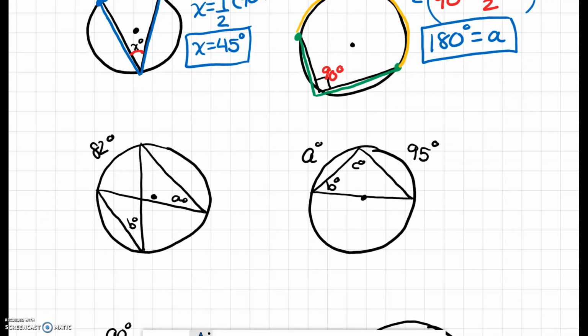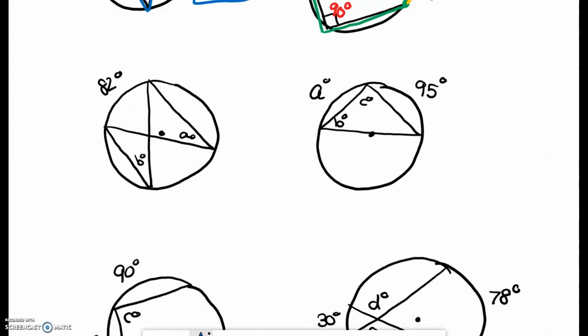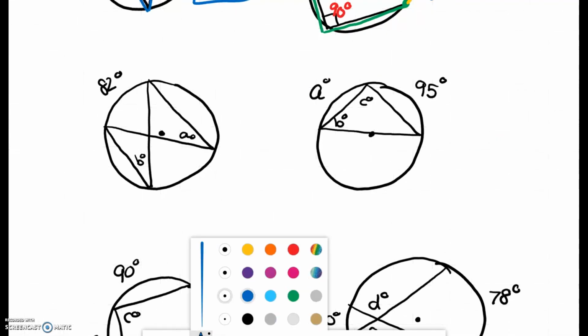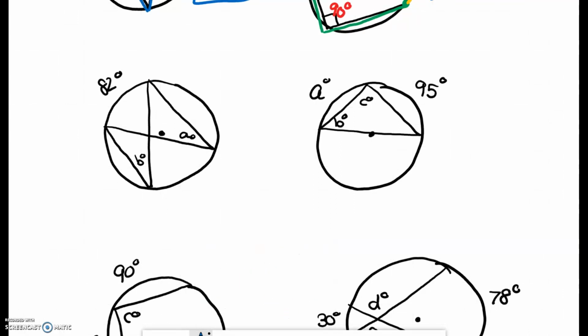All right, so let's find out the measure of A and B. So I'm going to trace angle A first. Angle A is made up of these two chords, right? Here's the vertex of angle A. Here are the endpoints. So this is angle A's intercepted arc. A is half the intercepted arc. So A is 41 degrees.